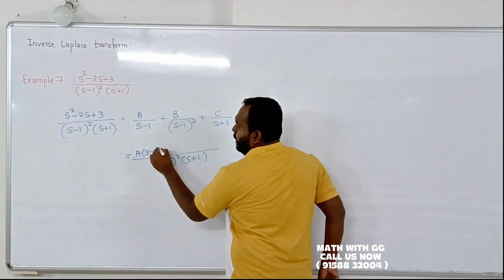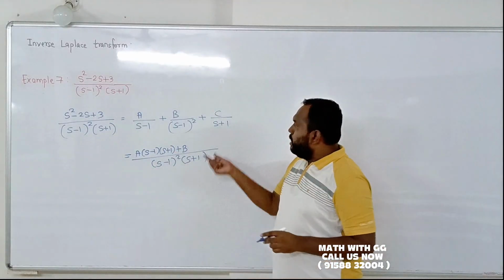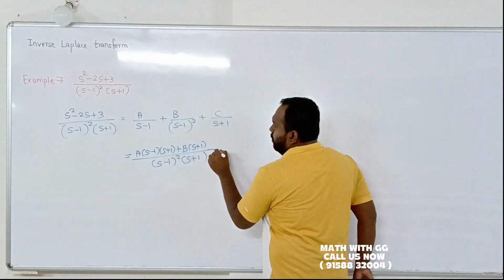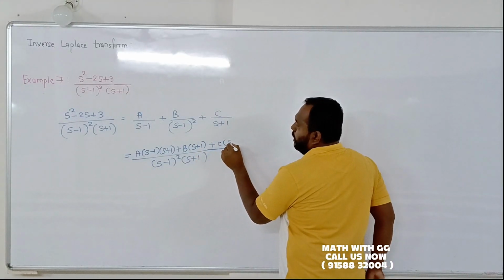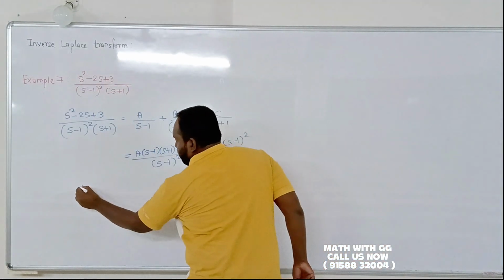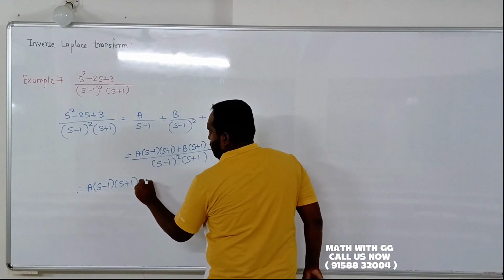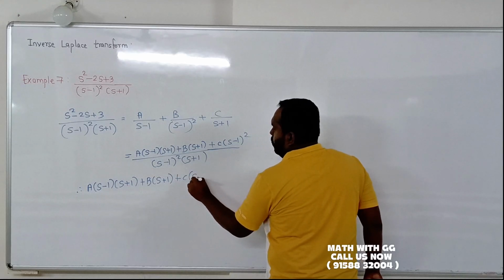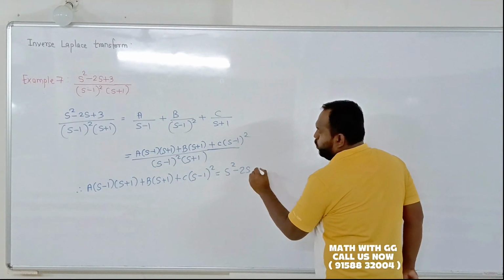So A into (s − 1)(s + 1) plus, for the second term, (s + 1) is not there, so multiply B with (s + 1), and for the third term, (s − 1)² is missing, so multiply C with (s − 1)². Now cancelling the denominator, we get A(s − 1)(s + 1) plus B(s + 1) plus C(s − 1)² equal to s² − 2s + 3.